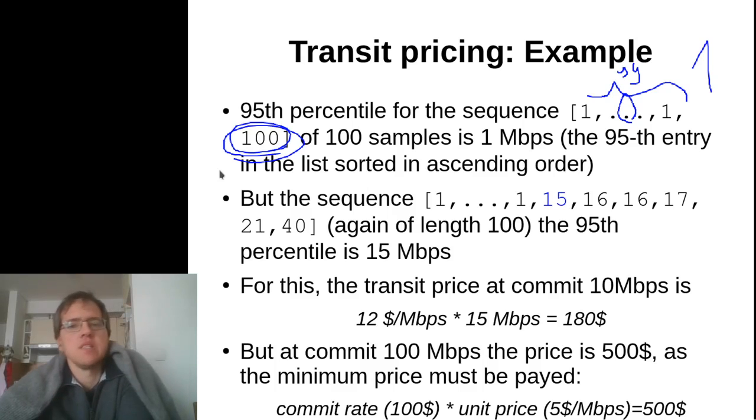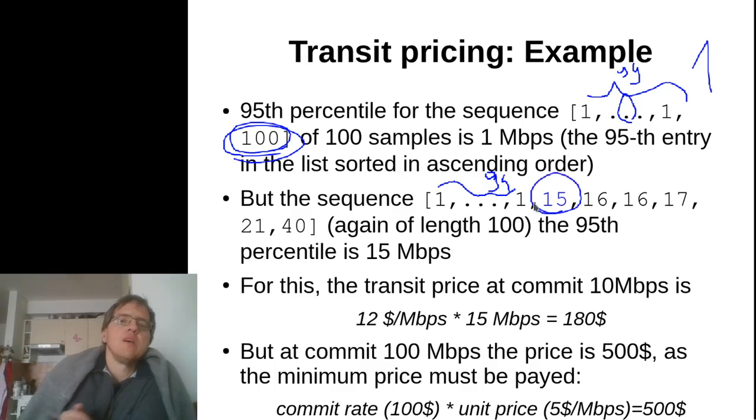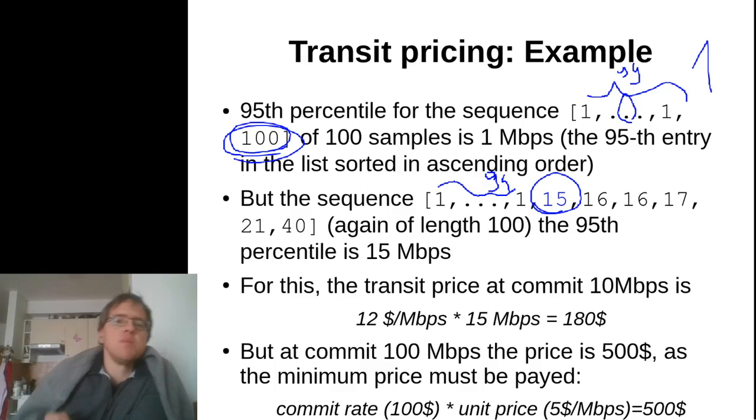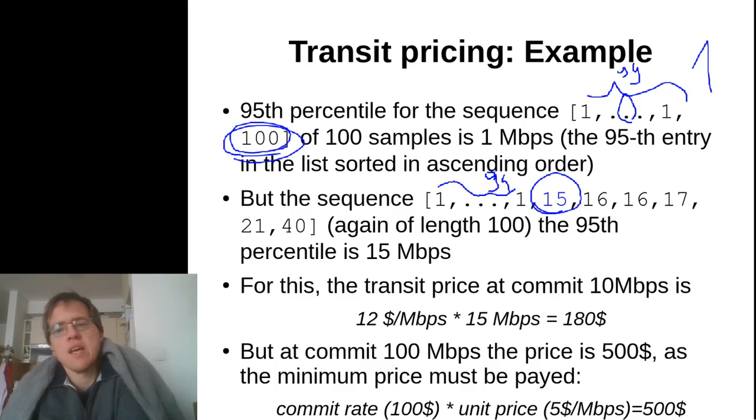But whenever the sequence is like the following, we have 94 samples of 1 and only 6 samples which are larger than that, say 15, 16, 16, 17, 21 and 40, we see that the 95th percentile is 15. So even though 94 percent of the time the traffic was just 1 megabit per second, the 95th percentile is already 15 megabit per second. So this will be the traffic rate that will be charged by the service provider.